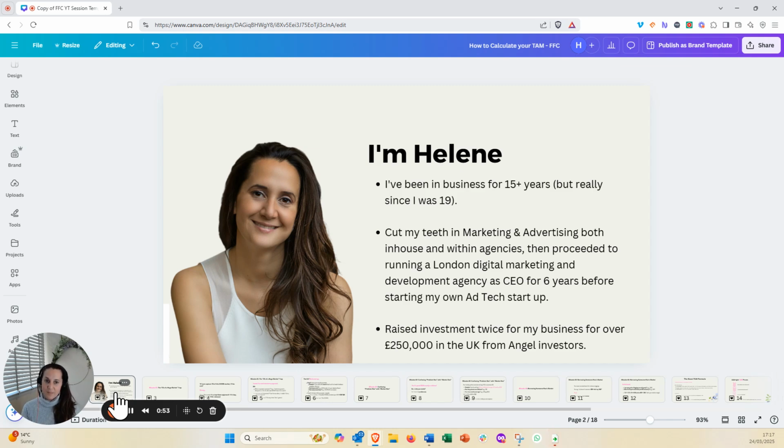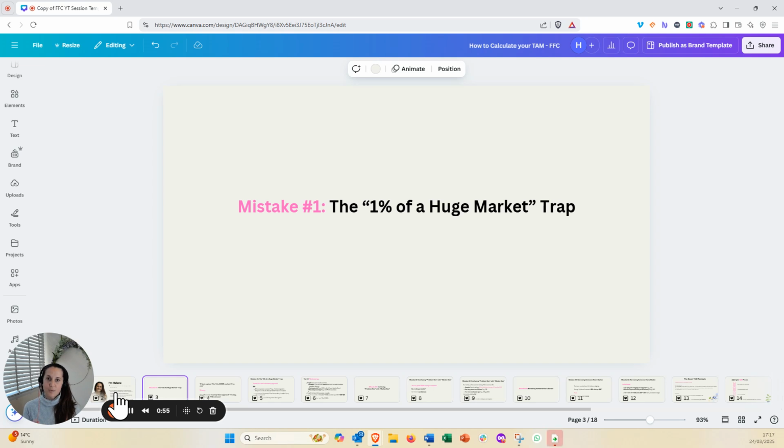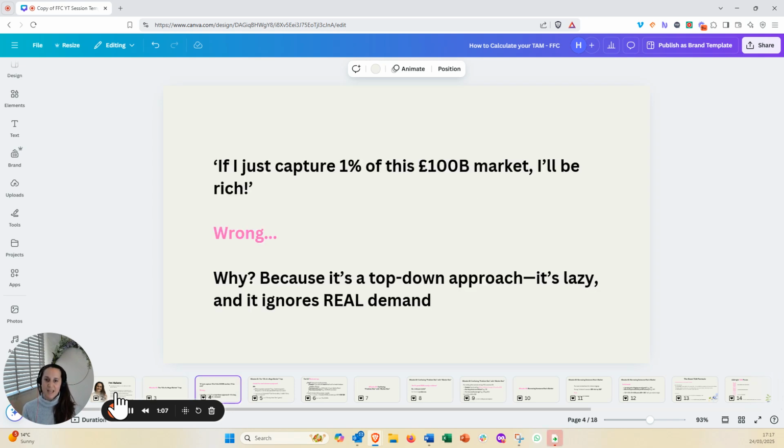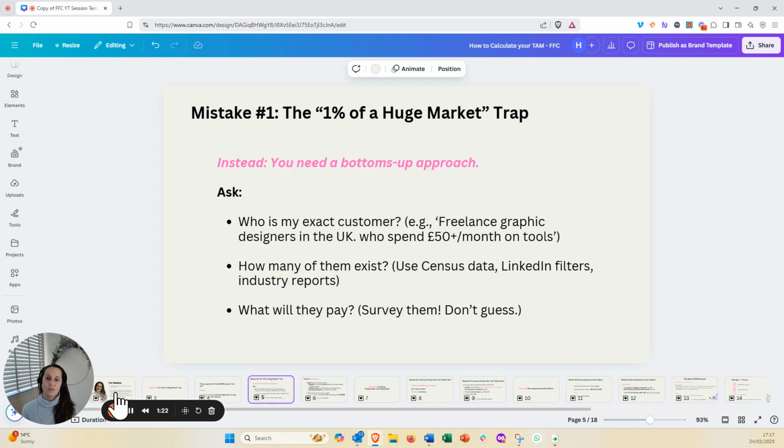So this is often a topic that comes up around how to calculate your TAM. And the first mistake is saying, I'm going to just take a tiny slice, or 1%, 5% of this huge market. And that's a real trap. So if I just capture 1% of this 100 billion pound market, I'm going to be rich. And that's my TAM. No, it's not, because it's actually the top down approach. It's lazy and it really ignores the real demand.